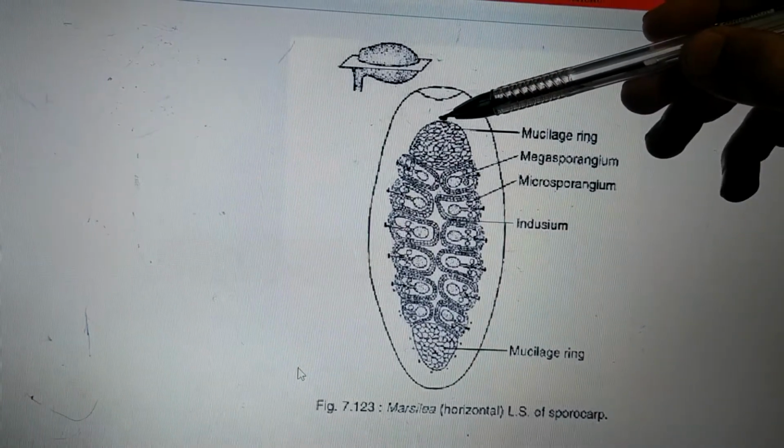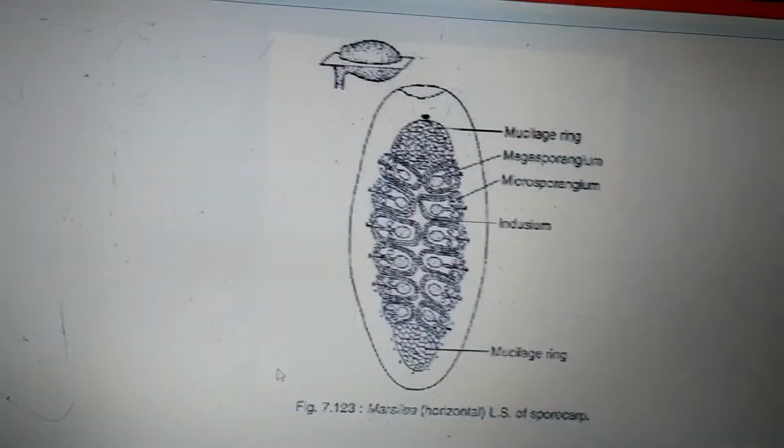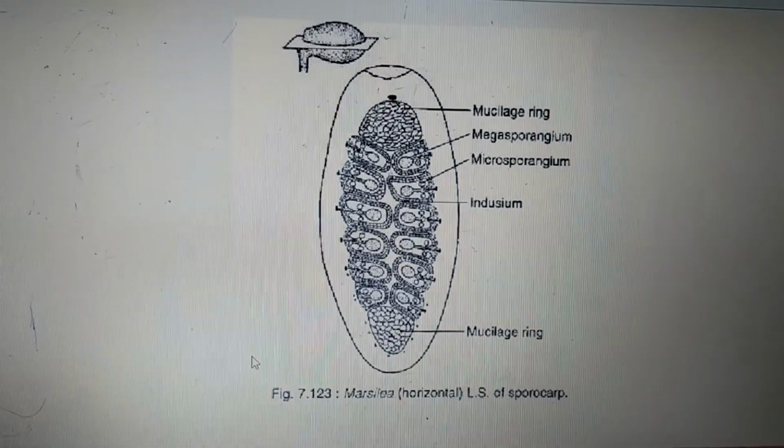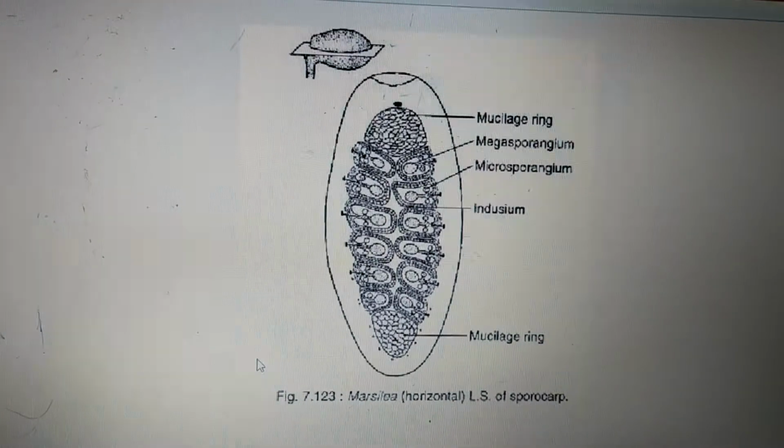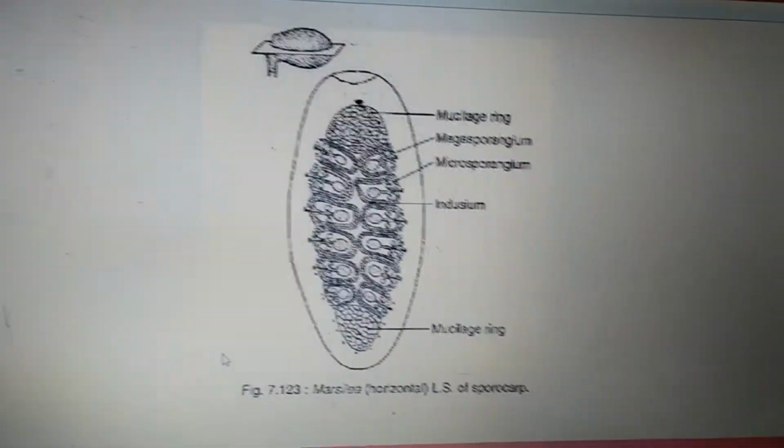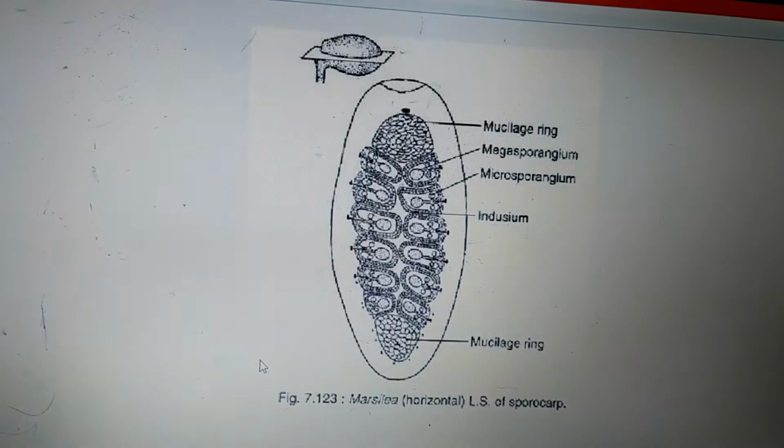At the beginning, we have this dark color structure, which is nothing but a dorsal bundle. Now, dorsal bundle is a part of a vascular supply of the sporocarp, which we have discussed in detail. So, just beneath the dorsal bundle, we have this mucilage ring.